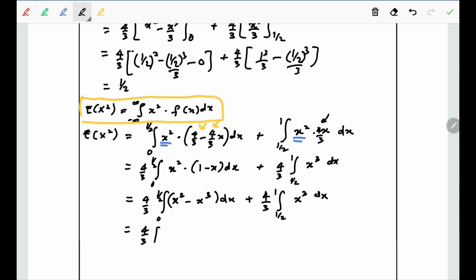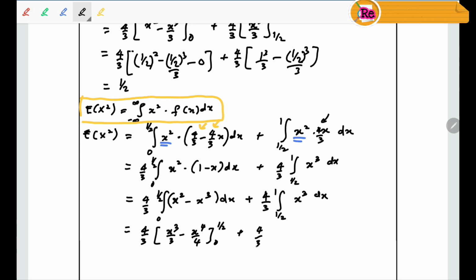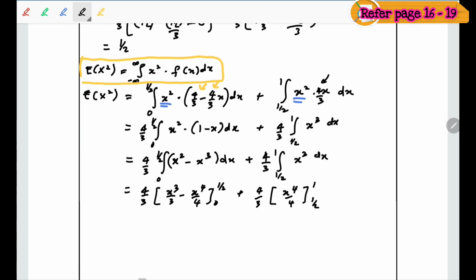So 4 over 3 multiplied with the integration of x squared will give you x cubed over 3, minus the integration of x cubed, which will give you x to the power 4 over 4, with its limit. And plus 4 over 3 integrate x cubed will give you x to the power 4 over 4, with the limits 1 over 2 until 1.